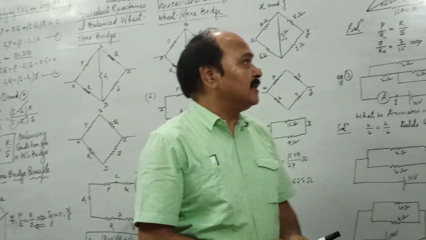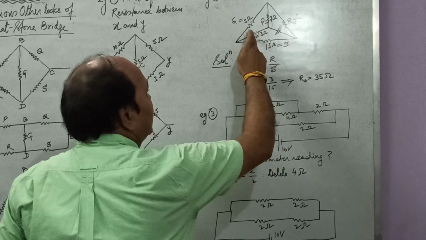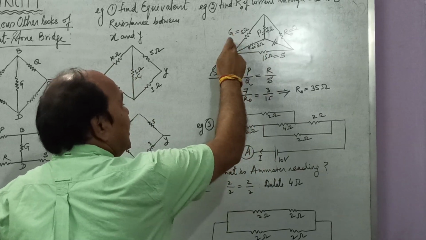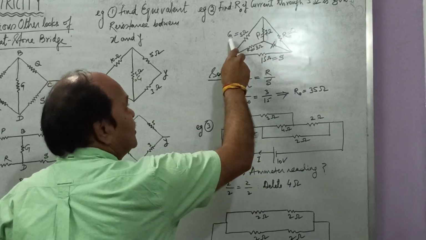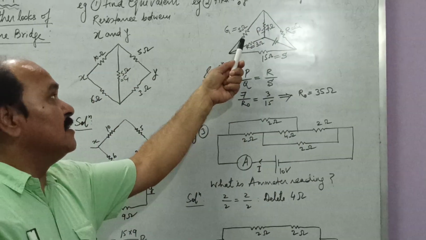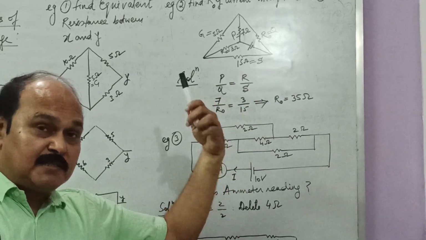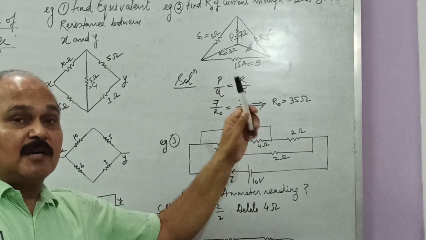So we have identified here that it is a Wheatstone bridge. This is P, this is Q, this is R, this is S, and this is G. And in the question it is given that the current through G is 0. No current passes through G. That means P by Q is equal to R by S. This is a balanced Wheatstone bridge, and the balancing condition P by Q is equal to R by S holds true.